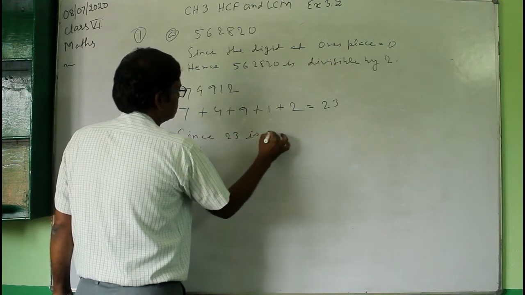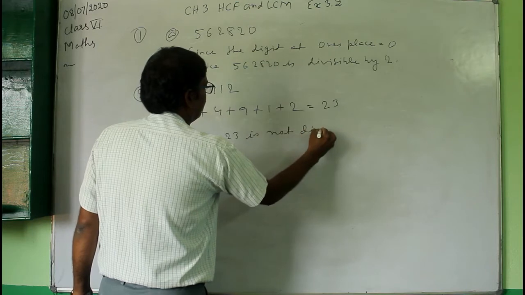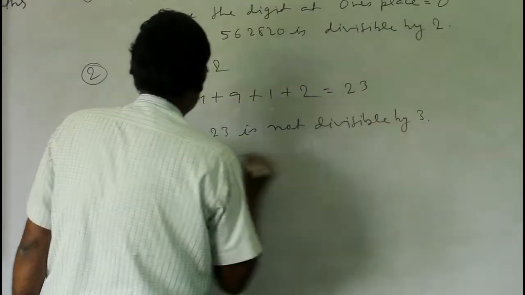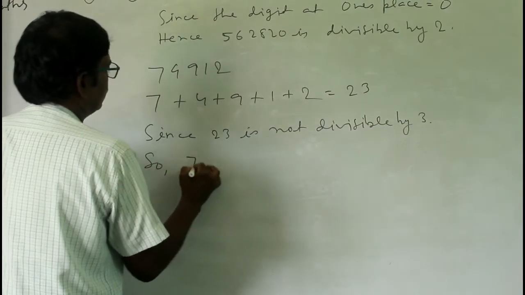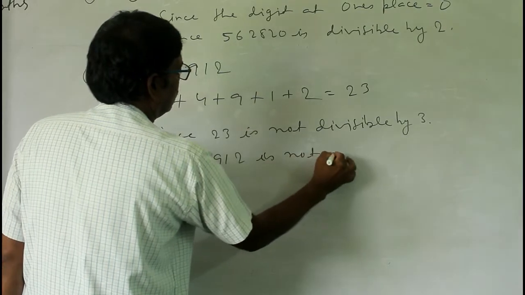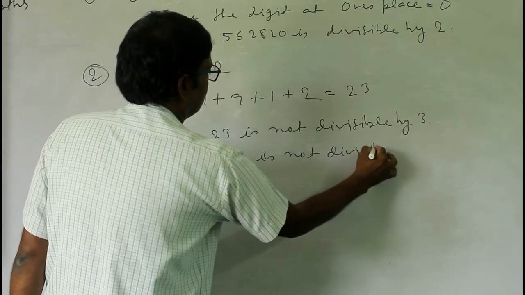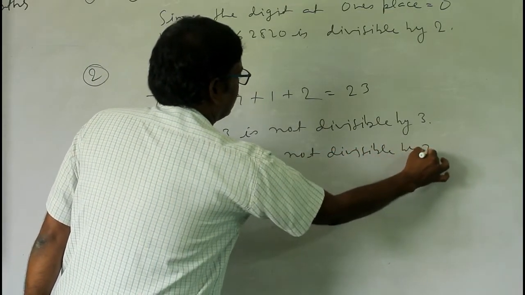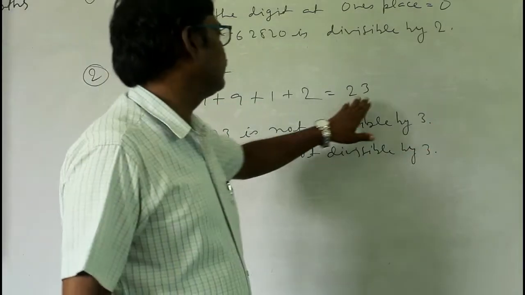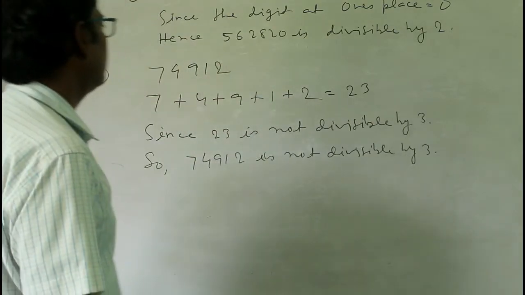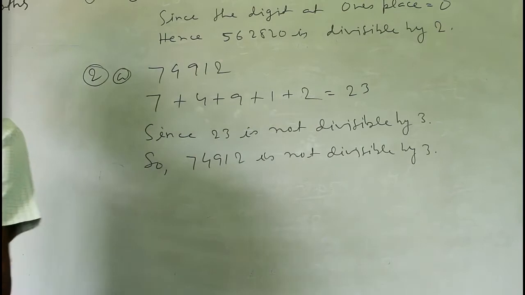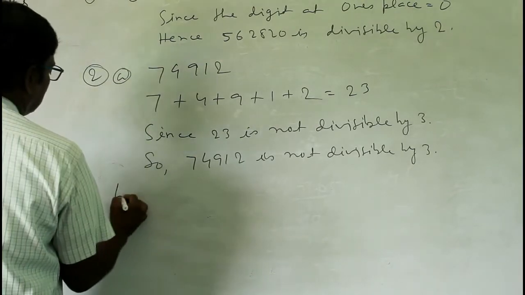So here you write that 23 is not divisible by 3. So the given number is not divisible by 3. Okay. So you will find the sum, and if the sum is not divisible, then the number will also not be divisible by 3. This is question number A, and I will explain another question, number B, in this.